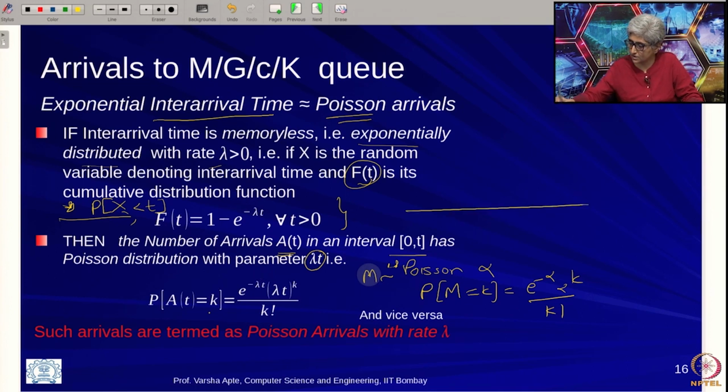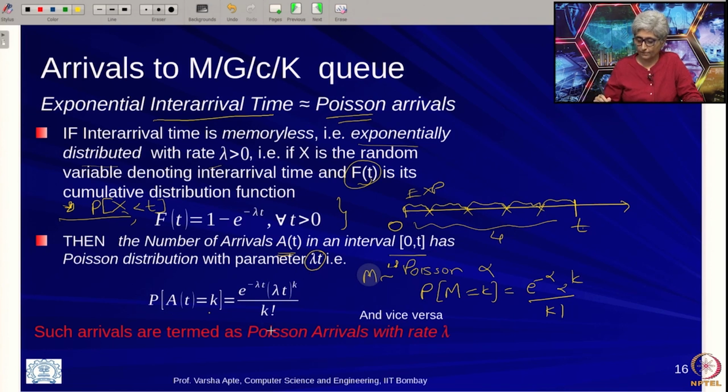Suppose this is a timeline showing arrivals to a queuing system, and this is the interval 0 to t. Let us say there is an arrival here, here, here, and here. These inter-arrival times are going to be samples of an exponential distribution, and this number, which is right now 4, is going to be a sample from a Poisson distribution with parameter lambda t.